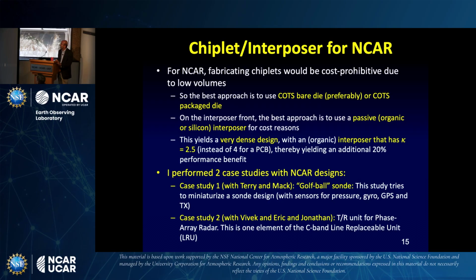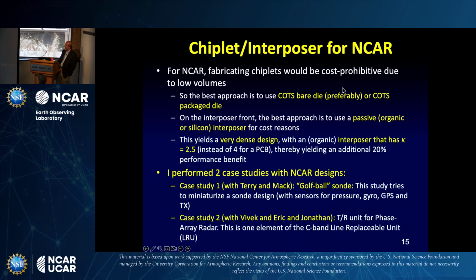And then on the interposer front, we would use passive interposers, organic or silicon. Again, those are on the less expensive side of things. This would still yield a very dense design, better than PCBs. And if you used an organic interposer that has a kappa of like 2.5, you already get a speed benefit from the kappa as well. So this is like a win-win for NCOR applications. So in some sense, it's like PCB on steroids.